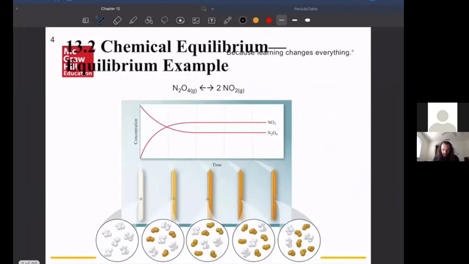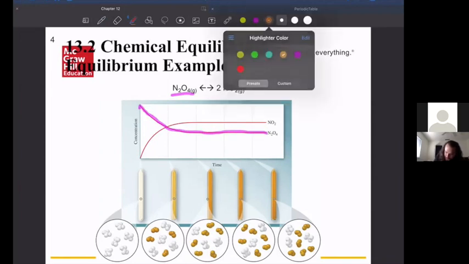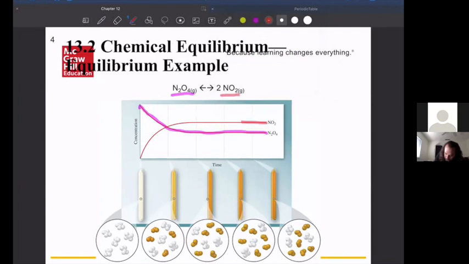Okay, so if we look here, for example, here's a reaction where we have dinitrogen tetraoxide breaking apart into 2 moles of nitrogen dioxide. What this graph is saying is, let's actually color code this here. We're going to make this one the pink line, and then that makes the nitrogen dioxide the red line.